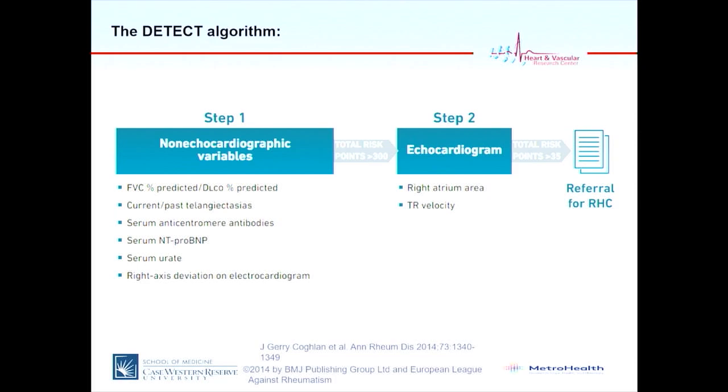About 10 years ago, the DETECT algorithm was put together based on these signs or markers of high risk, markers related to lung mechanics, some related to clinical findings, and some related to biomarkers and findings of RV involvement based on ECG. And then these will lead to echocardiogram recommendations, and then right heart cath.